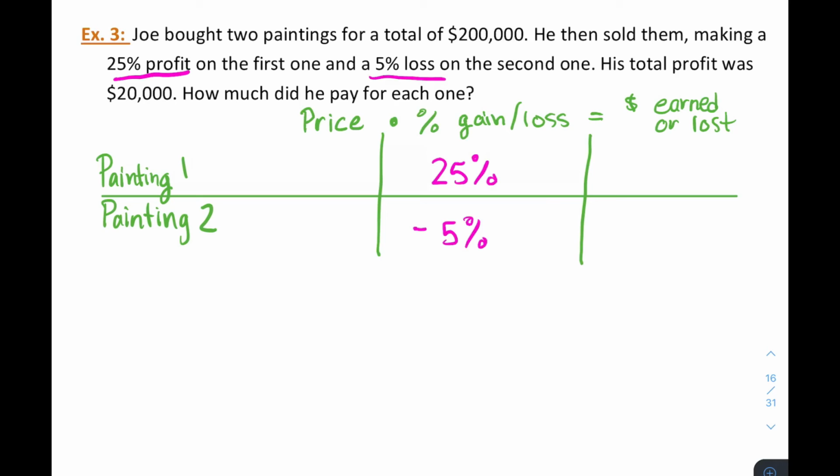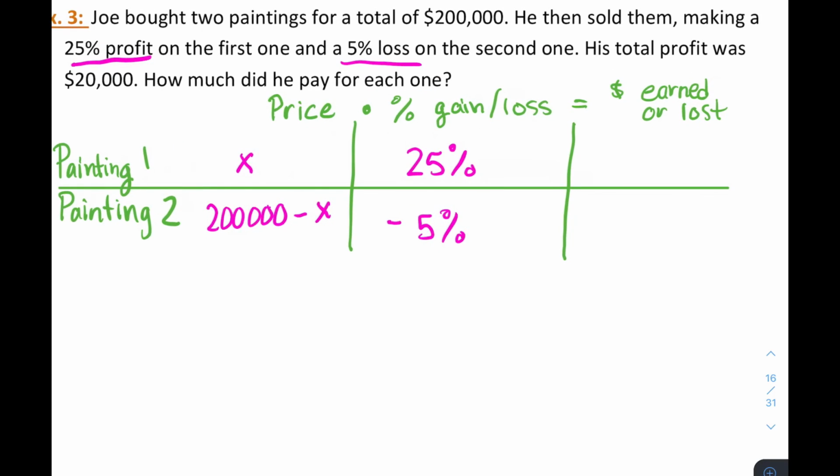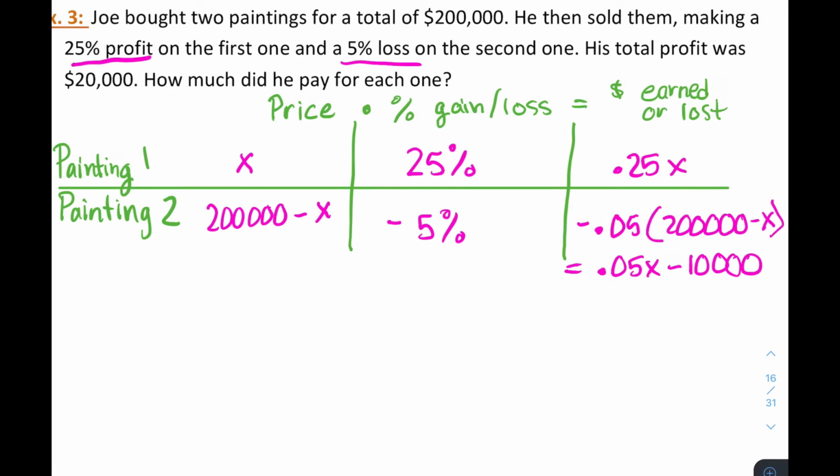My two amounts, since I'm talking about $200,000 altogether, I'm just going to call the first amount X for painting 1. And for painting 2, spent all the rest of my money, so whatever was left over, $200,000 minus X on that one. And then if I multiply those prices times my percentages, I'll get the amount of money that was earned or lost on each painting. And then to relate this into an equation, I know that the total profit was $20,000. So those two amounts of money should add up to $20,000.